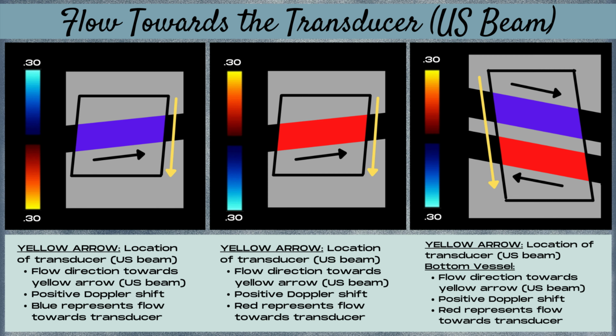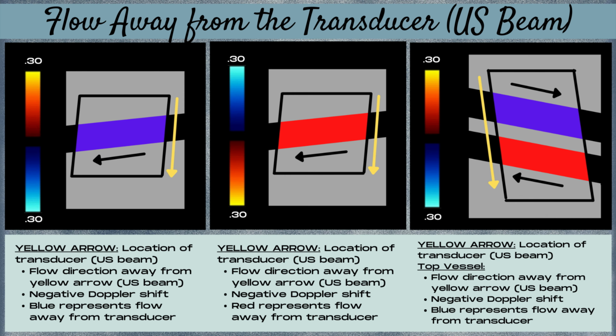In this diagram, let's focus on the bottom vessel. The flow direction is moving towards the yellow arrow or ultrasound beam, and it's red in color, which matches the color at the top of the color Doppler map. So this represents a positive Doppler shift and flow moving towards the transducer. Now let's look at some schematics of flow away from the transducer or the ultrasound beam.